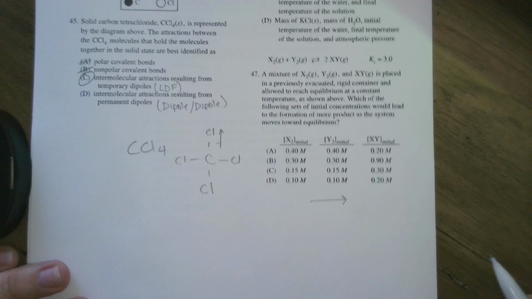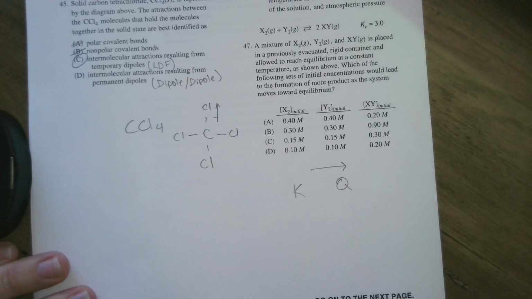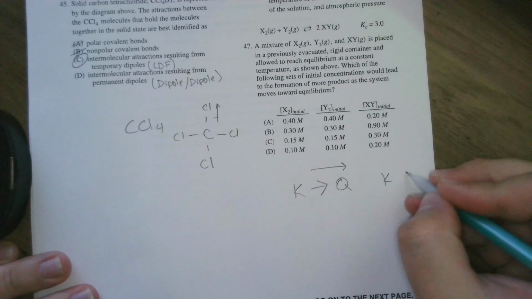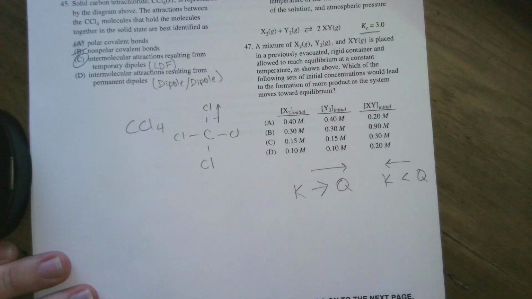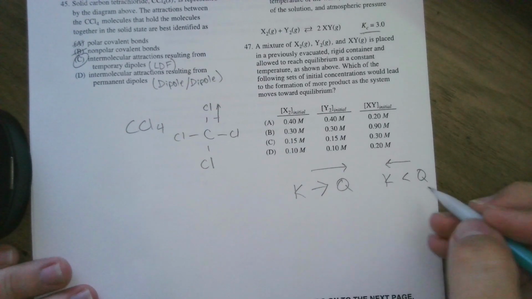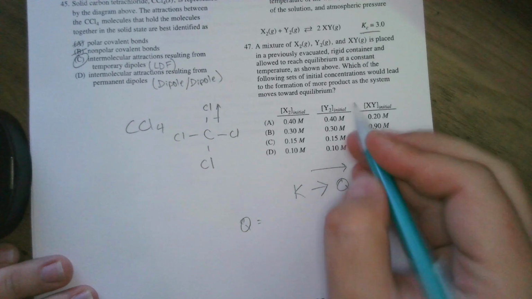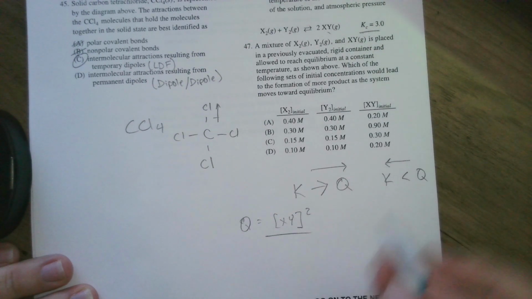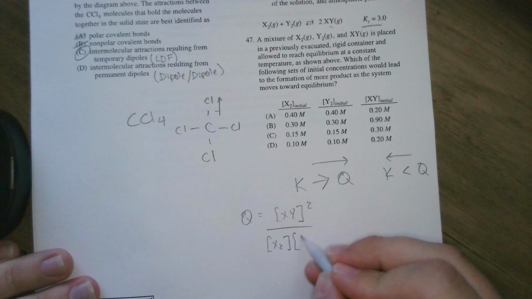Here, the formal way to do it is to look at K and Q. If K is bigger than Q, the reaction will go to the right. If K is less than Q, the reaction will go to the left. K is given to us up here. We need to find Q. Remember, Q is products over reactants just like K. So this would be my XY squared over X2 Y2.